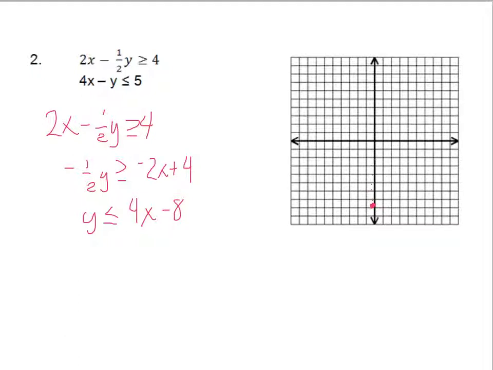And 4x would be up 4 over 1. Alright, and it's equal to, so solid line, less than, I want to shade below. Now on this one I'm going to keep the same color ink the whole time, but I'll show you what I meant on our first set of notes where it said different techniques. I'm going to do horizontal lines right here.